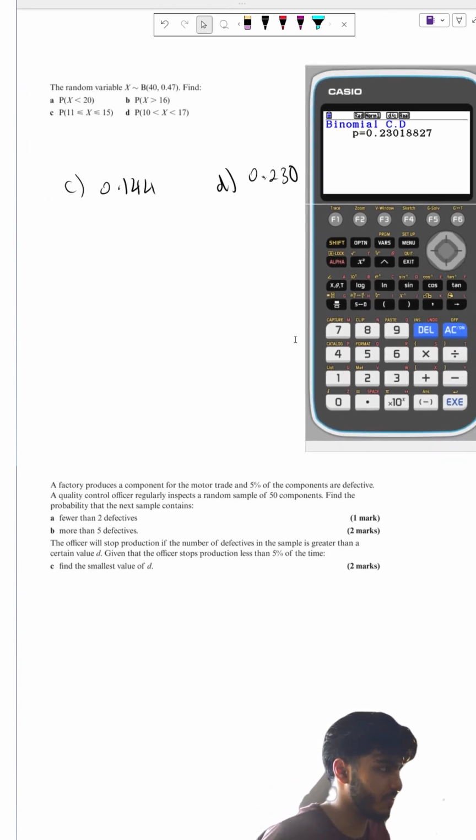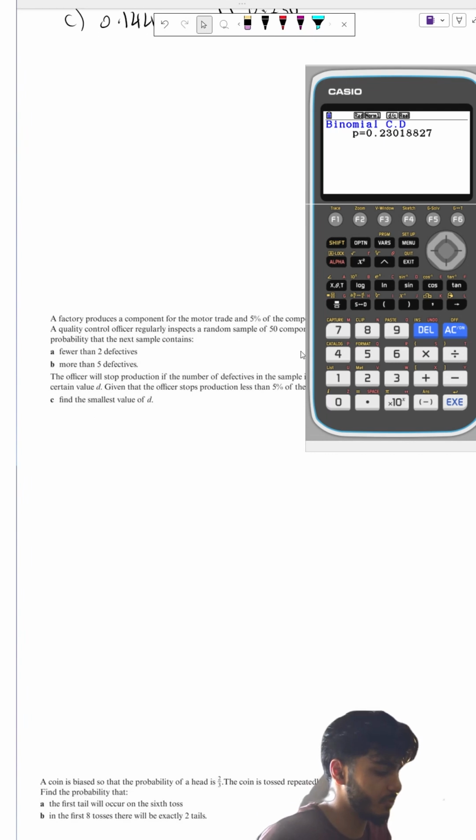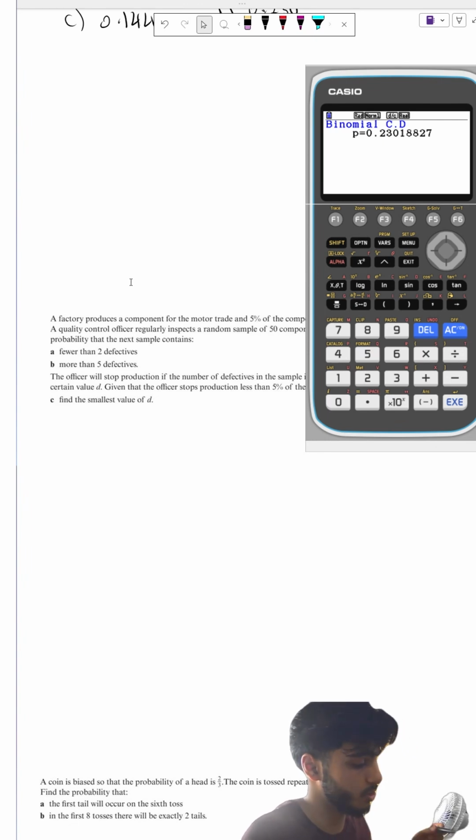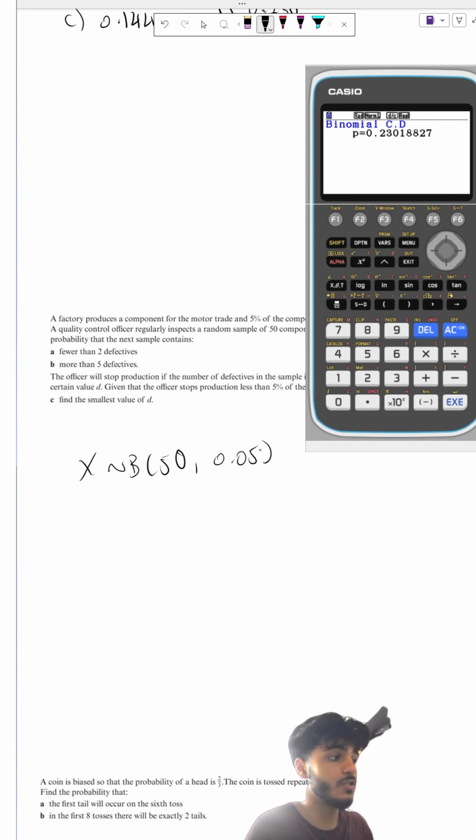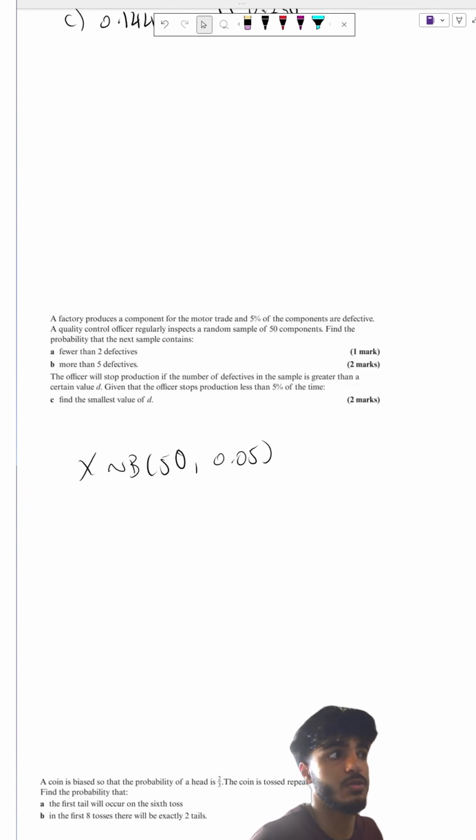Let's do the next question as well. Factory produces a component for the motor trade. 5% of the components are defective. Quality control officer regularly inspects a random sample, 50 components. So we got a random sample of 50. We got 0.05 as well. So what I'm going to do, I'm going to distribute it. 50 and 0.05. Going from year 12 to year 13. Yes. I'm going to remove the calculator off the screen. It's in the way. Okay.